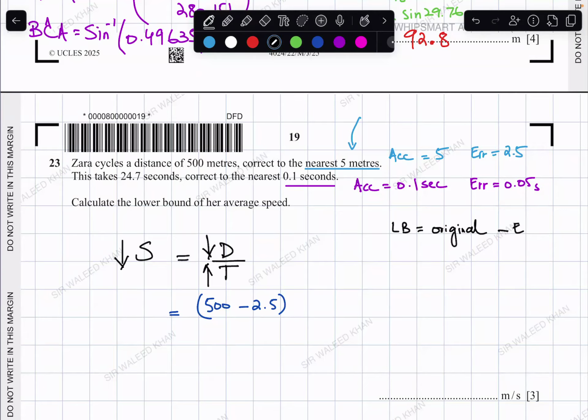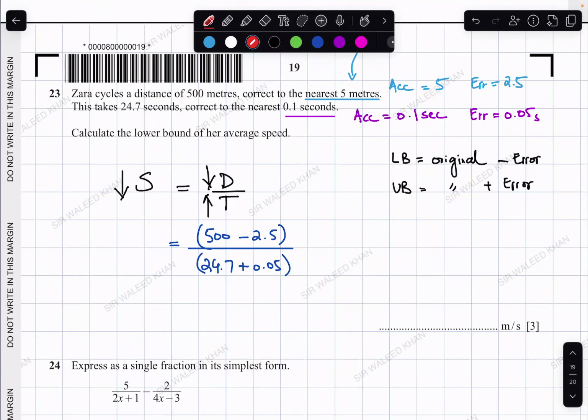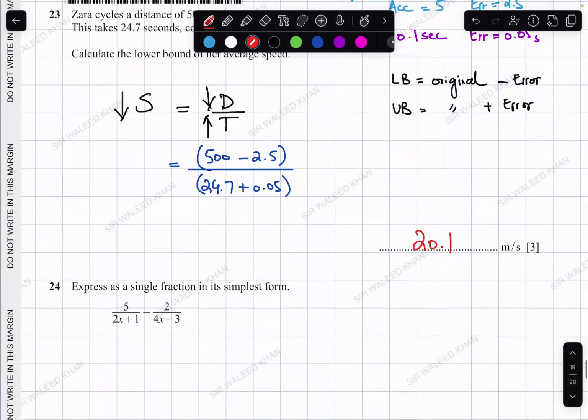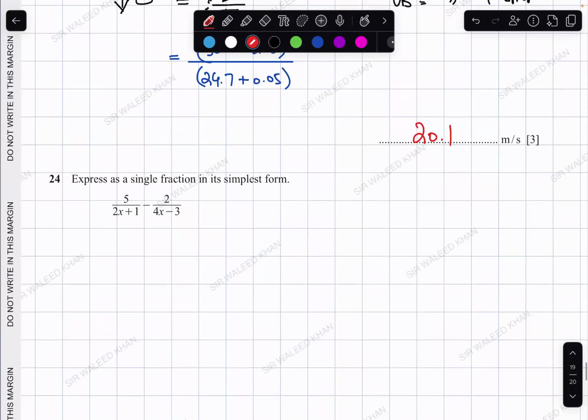Lower bound is original value minus error, and upper bound is original value plus error. So 500 minus 2.5, and the upper bound of time will be 24.7 plus 0.05. Divide them, you get the answer. It would be 20.8 meter per second. Okay.